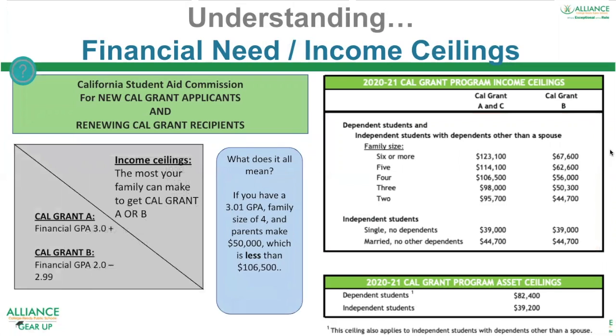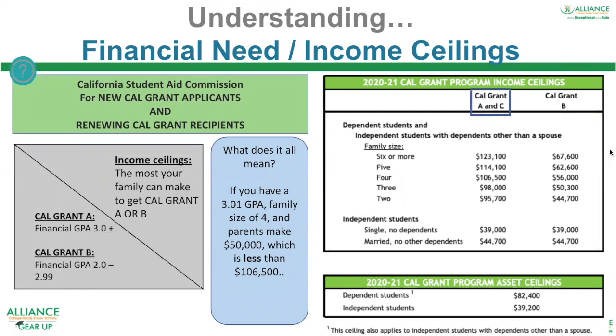Now, you might be asking yourself, what does it mean if you have a 3.1 GPA and family size is a 4? Your parents maybe make 50,000, which is less than 106 right here. You do qualify for Cal Grant, and you would qualify for the Cal Grant A because of your GPA. You see here, since your GPA is above a 3.0, you would get the Cal Grant A.